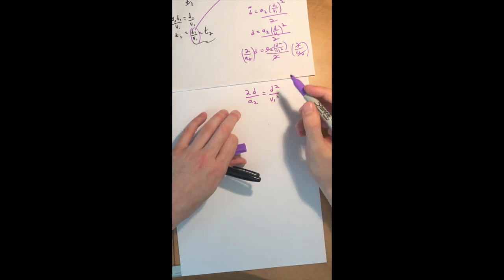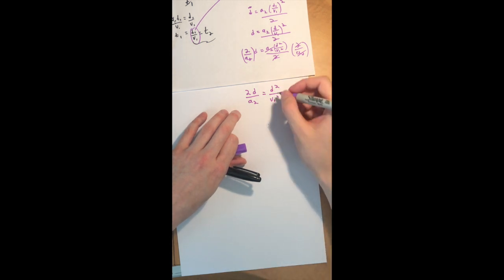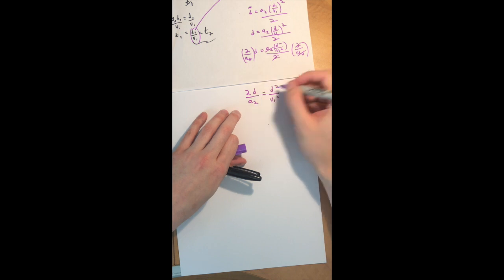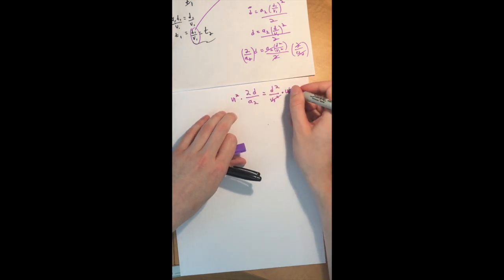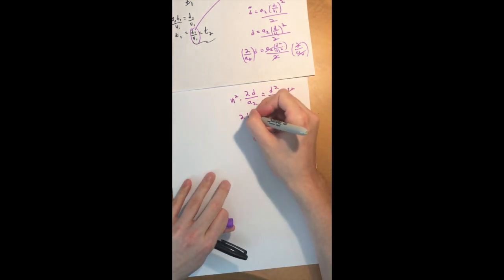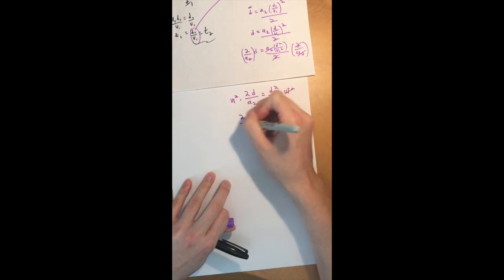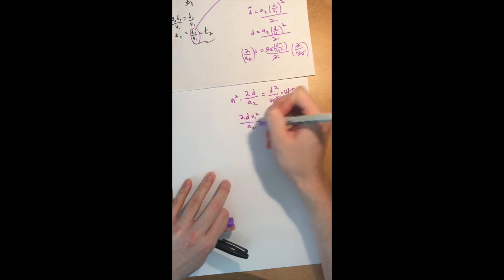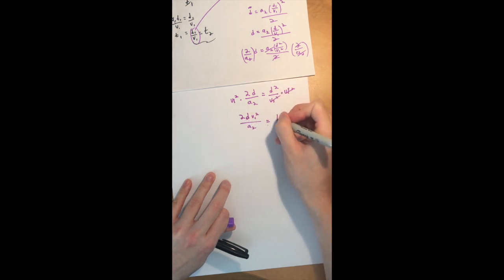Okay. So now let's just go ahead and get D squared all by itself, and then we can worry about how there's 2 D's on either side. So let's multiply by V1 squared. Whoops, sorry, V1 squared, not VI, V1 squared. We get 2D times V1 squared over the acceleration of the second firefighter is equal to D squared.